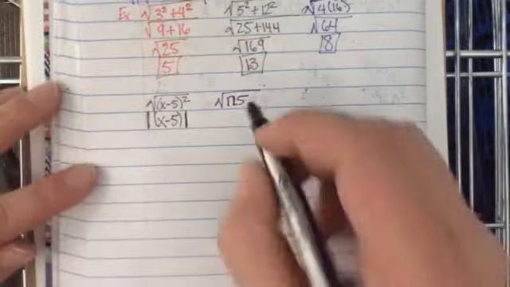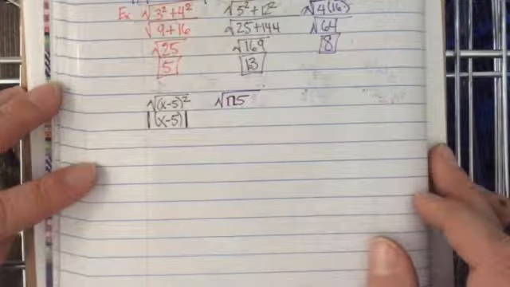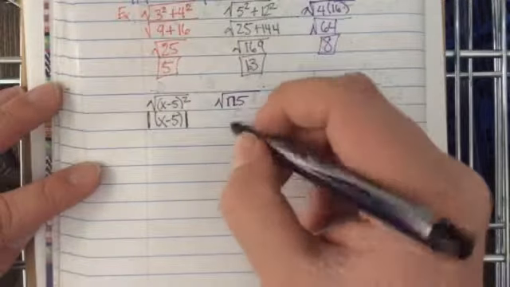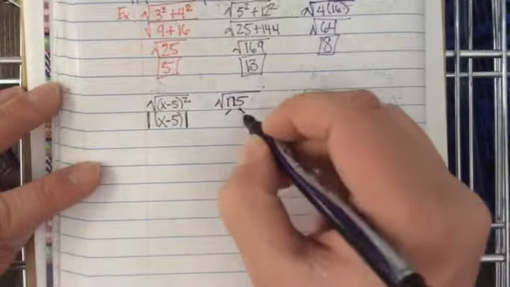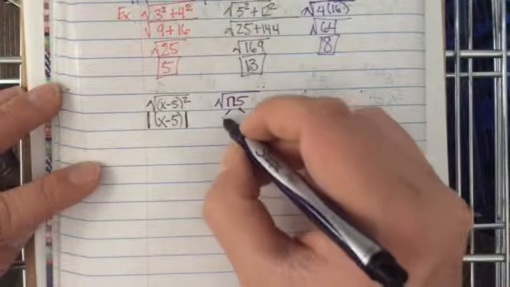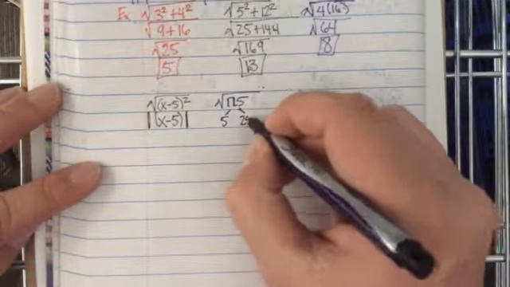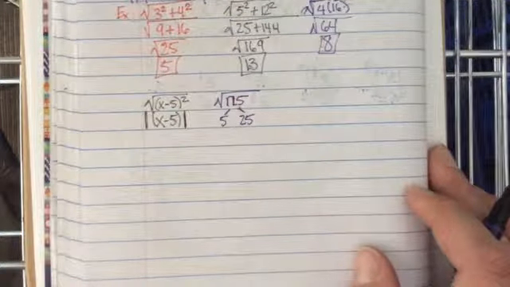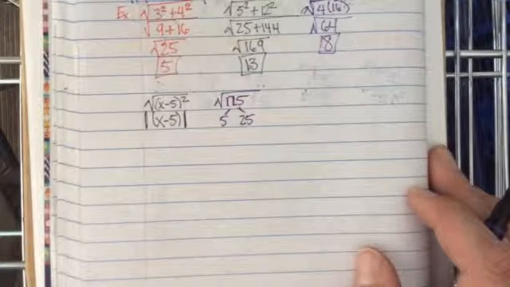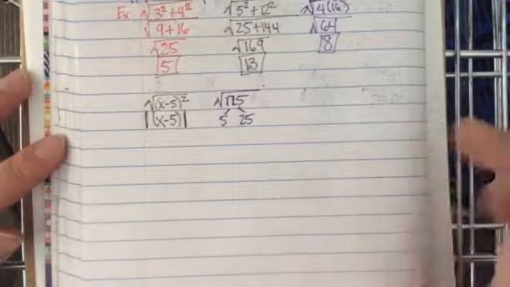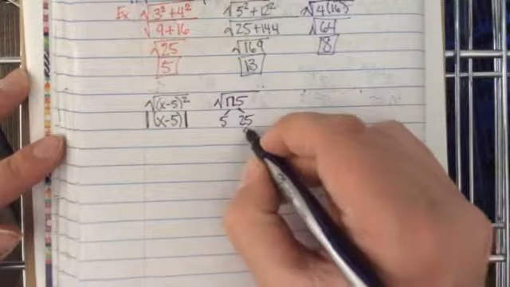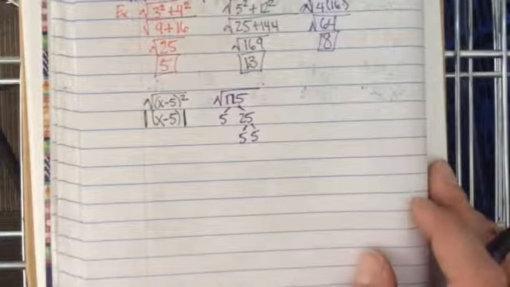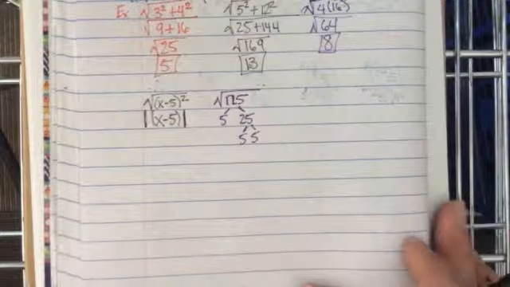No. So what are our factors of 125? 5 and 5 and 5, or 5 and 25. So we have 5 times 25 is 125. Can we break down 25 more? 5 times 5. Bless you. So now we've factored it completely.